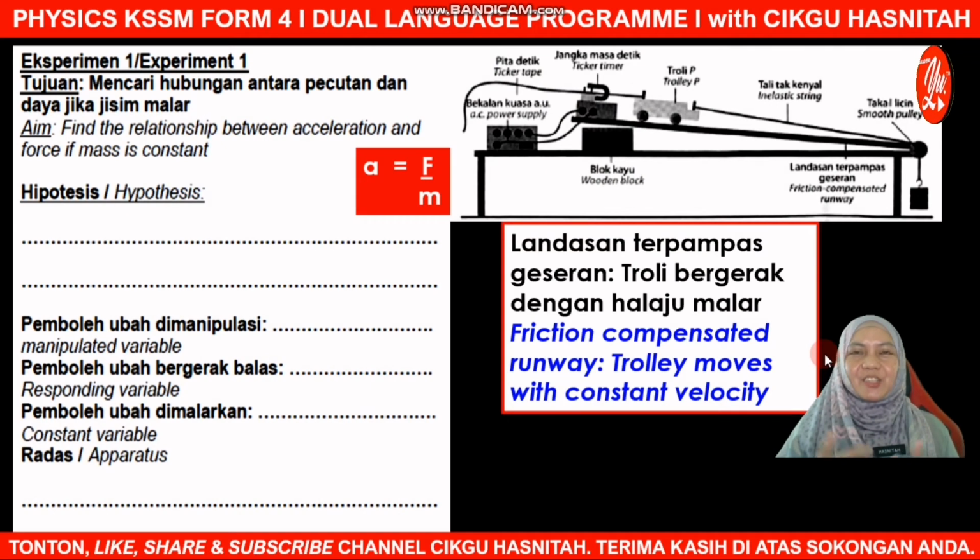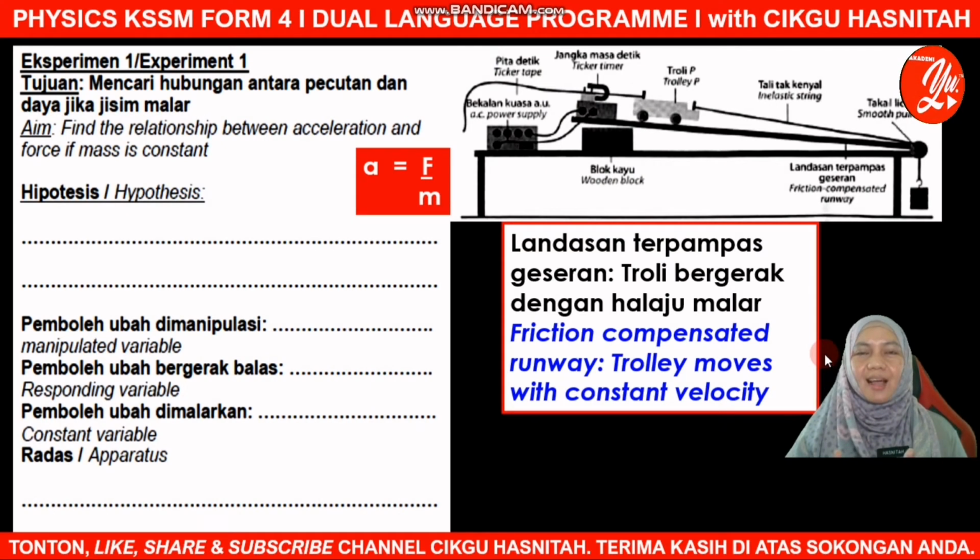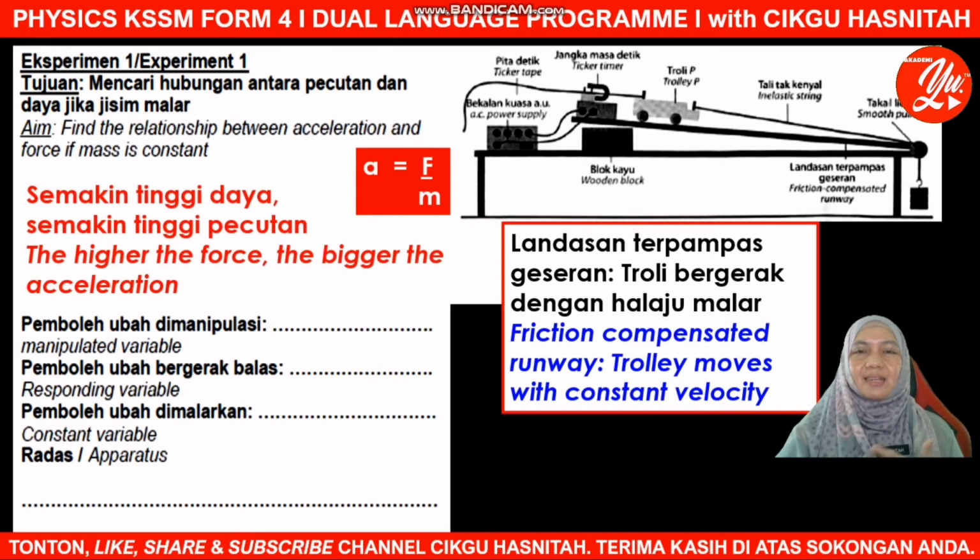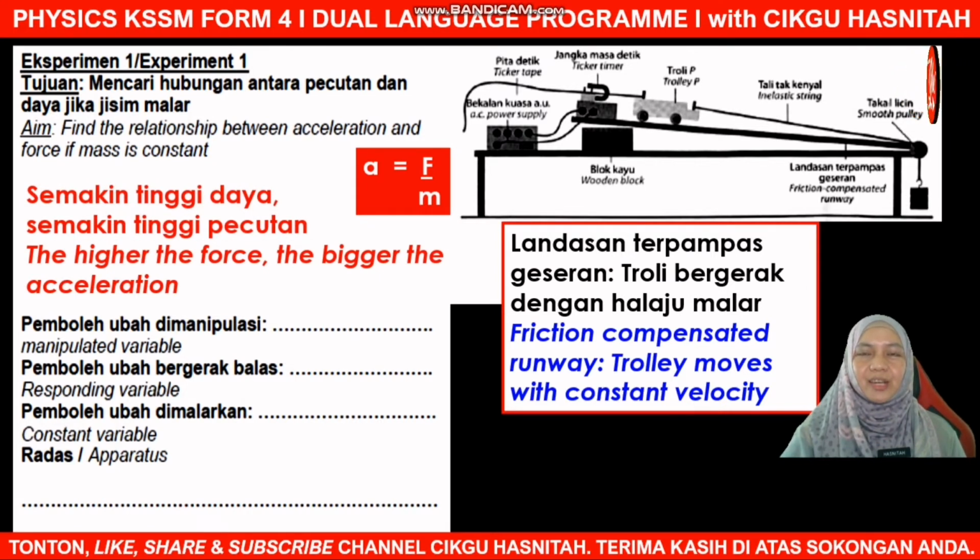All right, students. So now let us check Experiment 1, how to find the relationship between acceleration and force when the mass of the object is constant. From the equation F equal to ma, we rearrange it where a equal to F divided by m. So what can you say about the relationship between a and F according to this equation? Yes, we can say that the higher the force, the bigger the acceleration, which means when the force increases, the acceleration increases. So this will be our hypothesis.